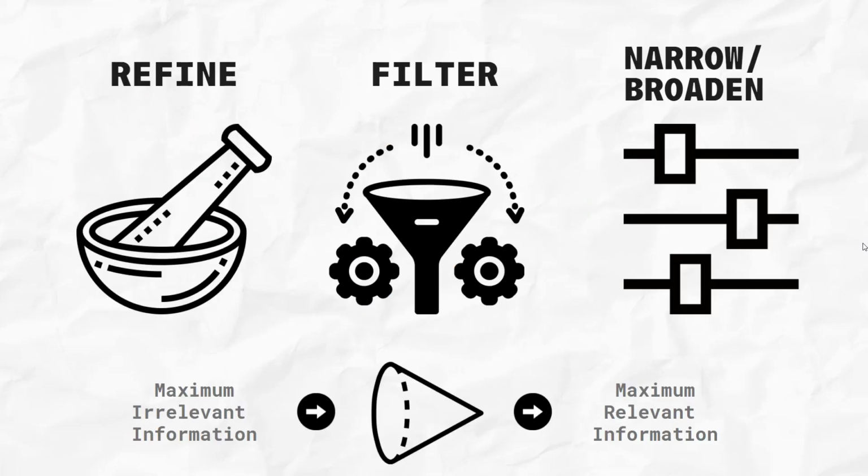Boolean logic is a way in which we can narrow or broaden our search. Remember, an effective search gives us the maximum amount of relevant information and the least amount of irrelevant information. Search engines and databases don't have a mind of their own, so we have to direct them to what is and what is not relevant.